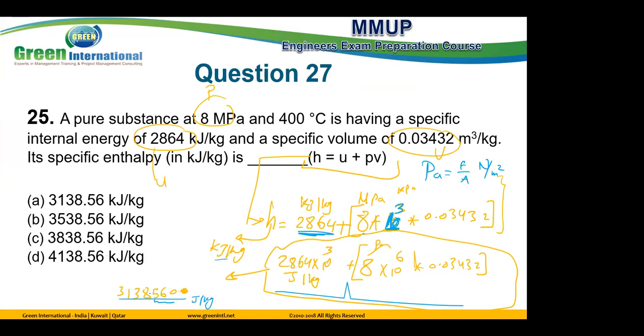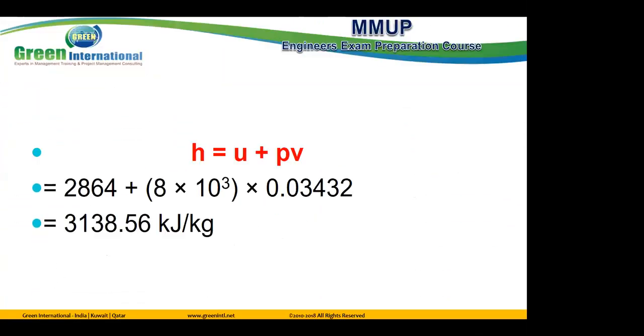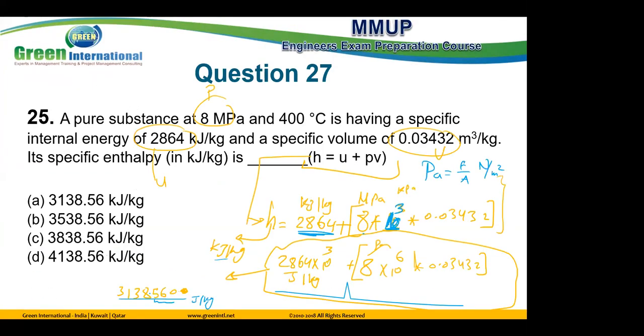Clear? Answer 3138, which is 8. Yes, correct number. Excellent. The Newton meter is joule. Just to go back to the equation, work is equal to force times distance.